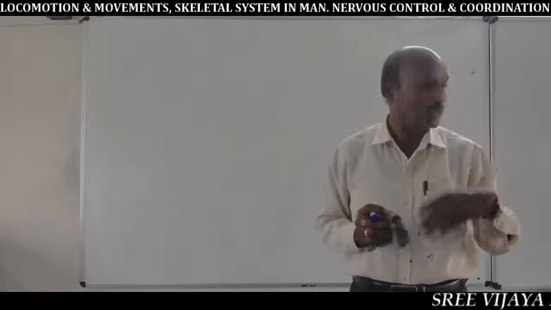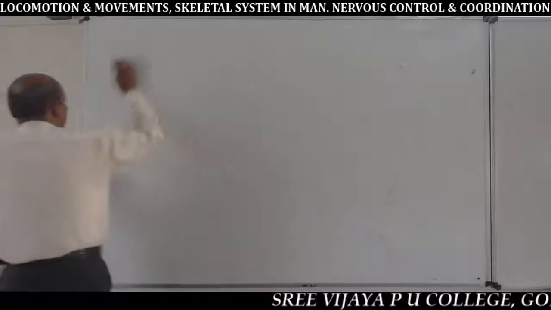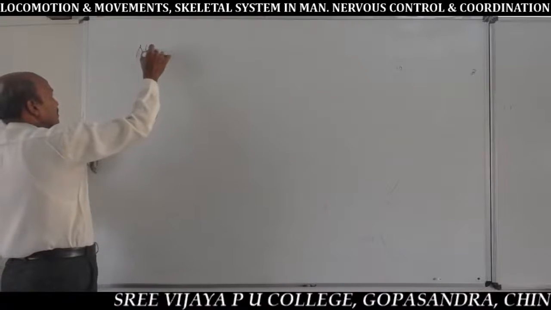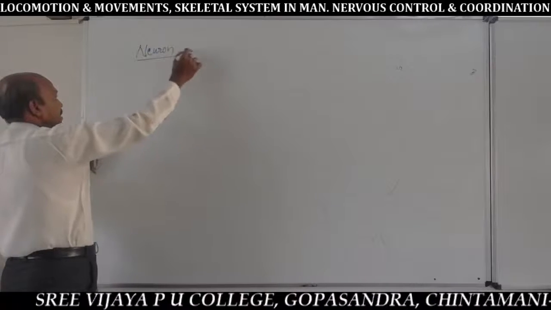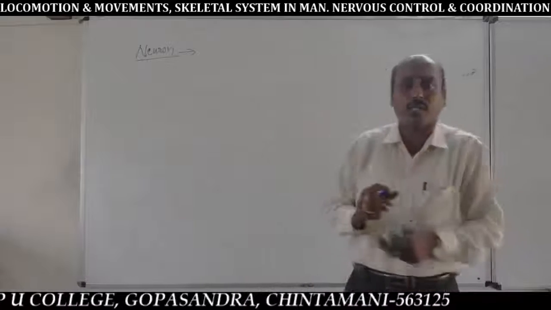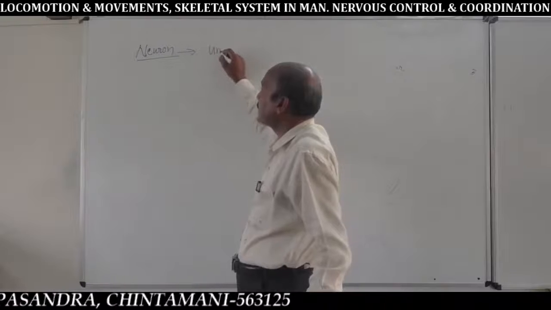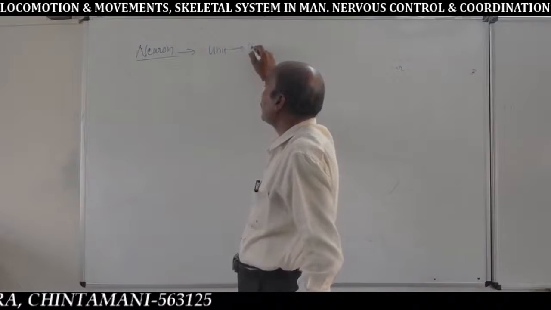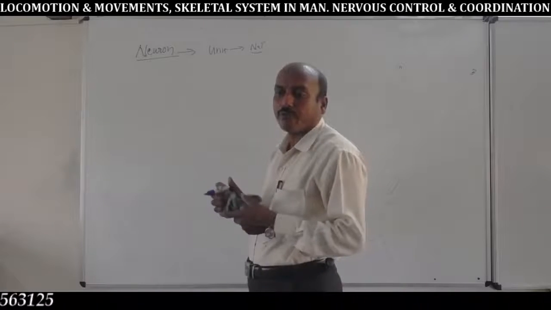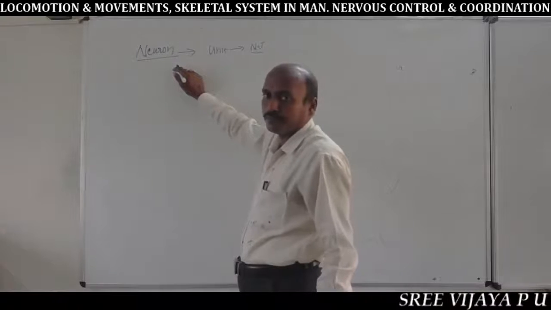Now we are going to discuss the first topic of this lesson, the neuron. Structure of the neuron, parts of the neuron or nerve cell. See, here the neuron is the structural and functional unit of nerve tissue. The structural and functional unit of nerve tissue is called the neuron.